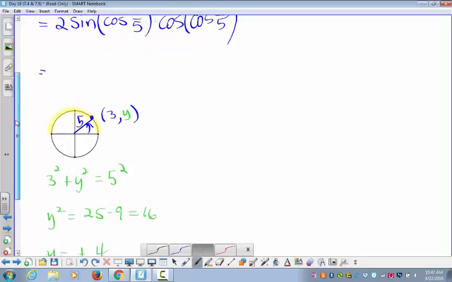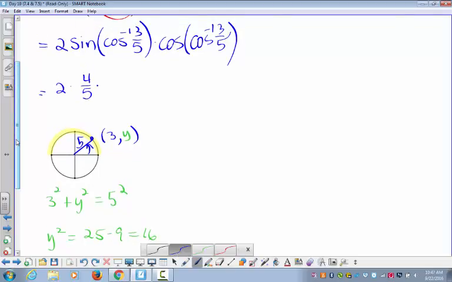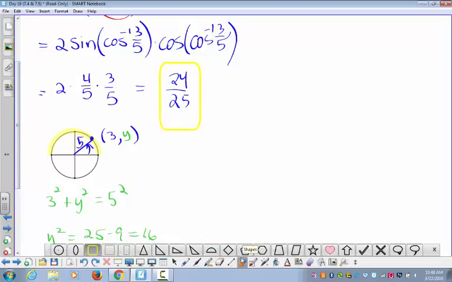So now we can answer the question. Right here, we have 2 times sine of inverse cosine of 3/5. Sine is the y-coordinate divided by the radius, so that's 4/5. And what's cosine of inverse cosine? They just collapse. When the functions are inverses of each other, they just undo each other. So times 3/5. So our final answer is 12 times 2, which is 24 over 25. That'll be our final answer.